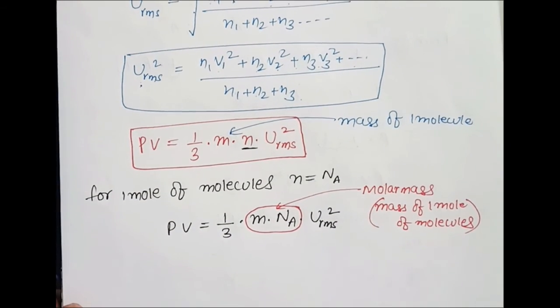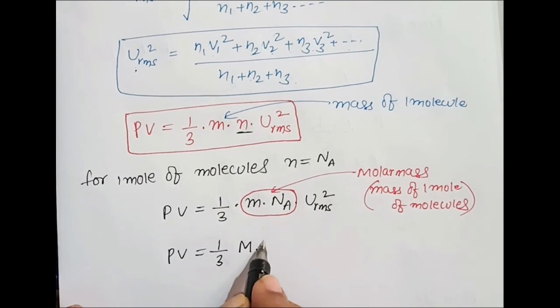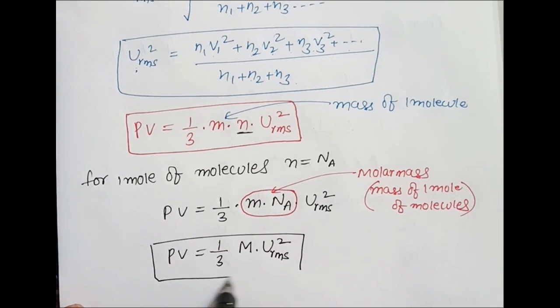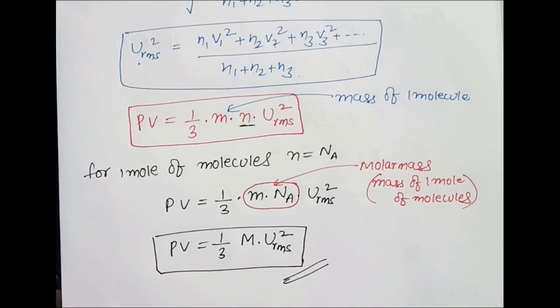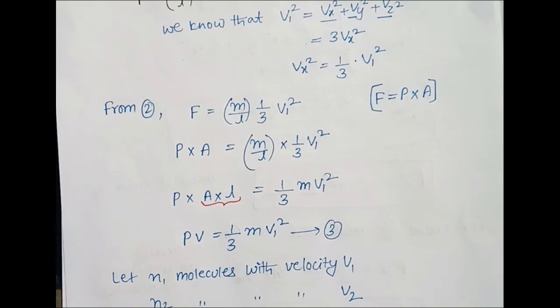Got my point? This is 1 molecule, this is 1 mole of molecules. So here I can write PV is equal to 1/3 molar mass, symbol capital M, into u RMS square. This is the final formula which you are going to use in numericals. Understood? Now in the next class we will explain the kinetic theory of gases, the relation between kinetic energy and temperature. Just have a look at this derivation. Many people explain the derivation, but this is the simplest possible way.